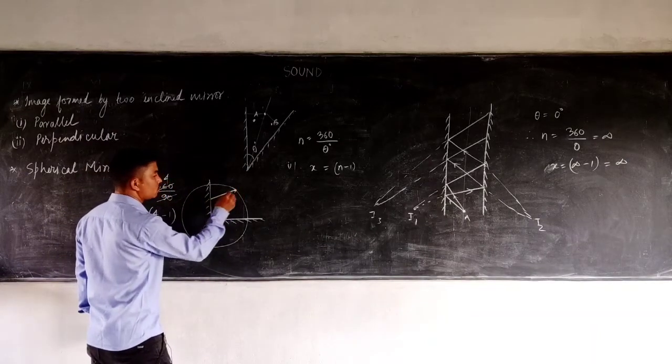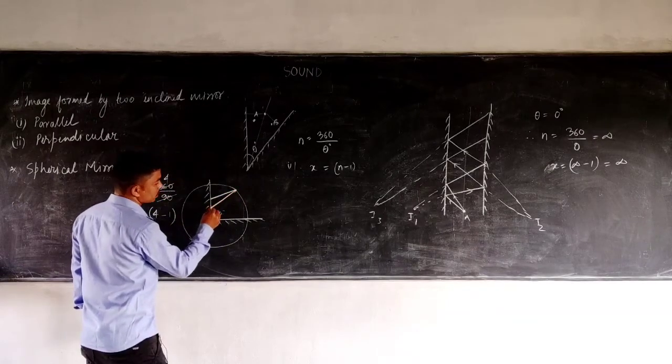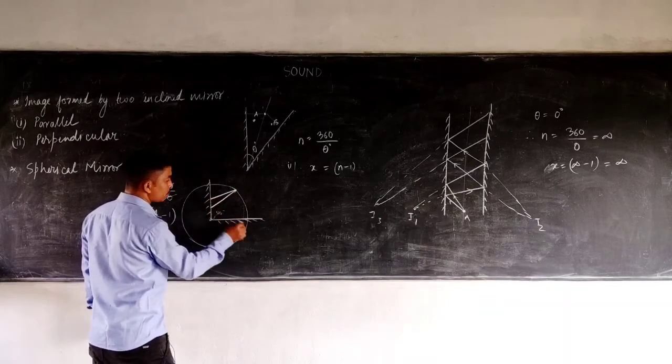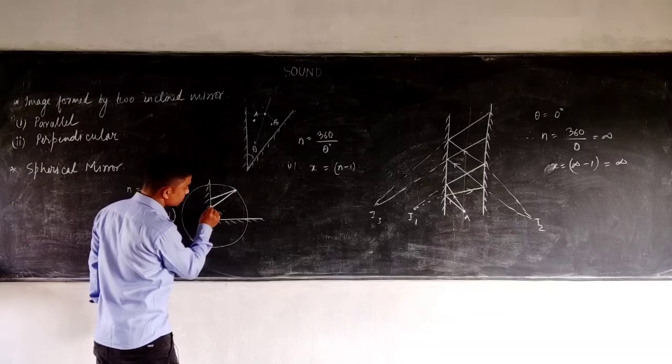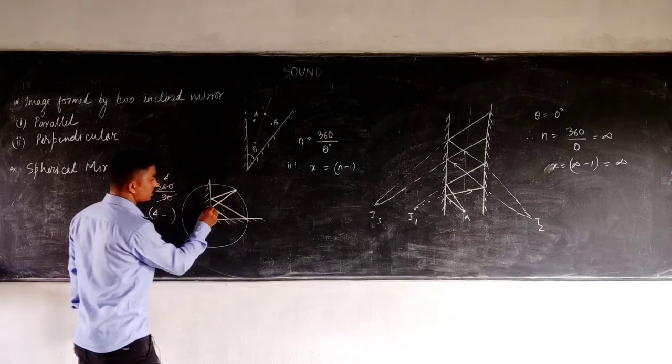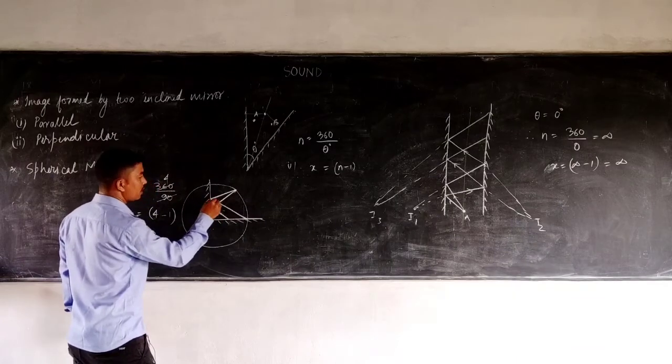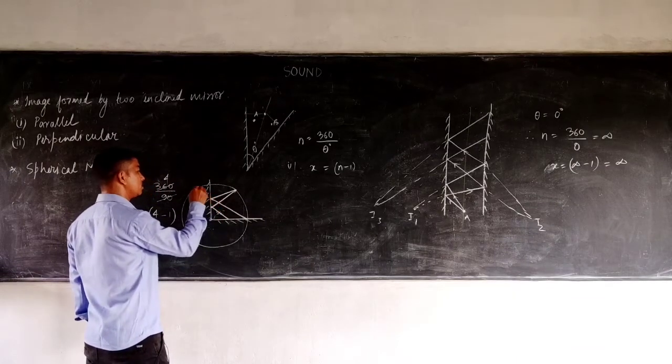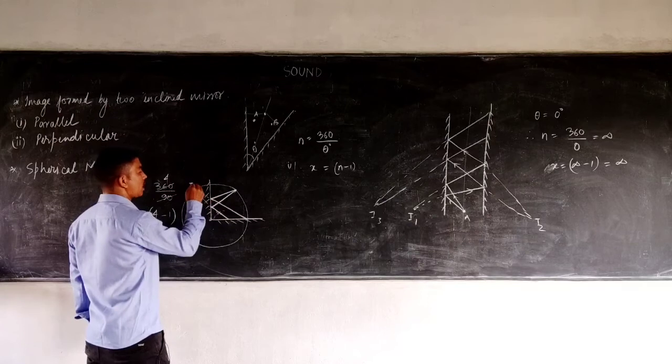So the first two rays I make incident here. Then this gets reflected back into the second mirror like this. And then the first image formed here, when you extend it backward, is I1.